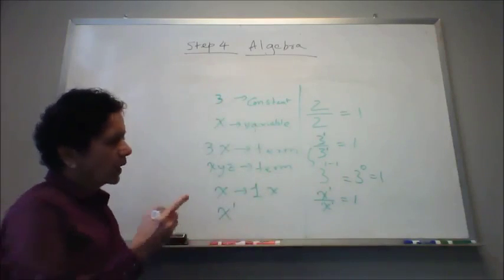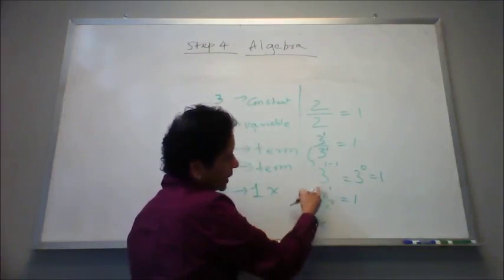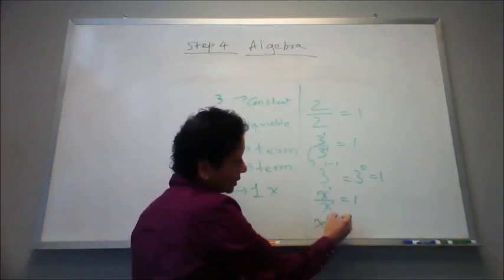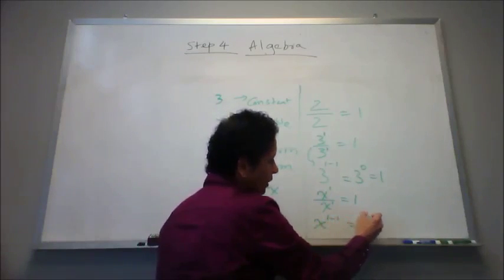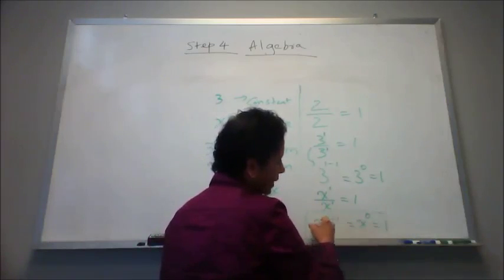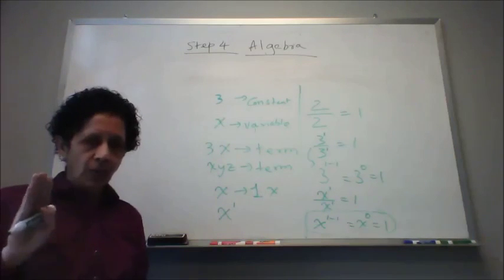So when I divide the two exponents, I am just subtracting the exponents. So x to the 0 is always 1. So any letter raised to the power 0 is always 1.